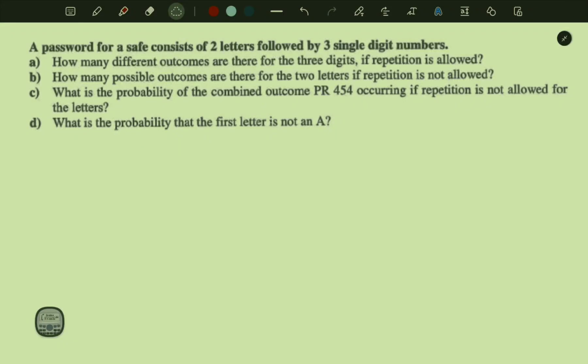Today I'm going to look at a question about counting principles. The question reads as follows. A password for a safe consists of 2 letters followed by 3 single-digit numbers.